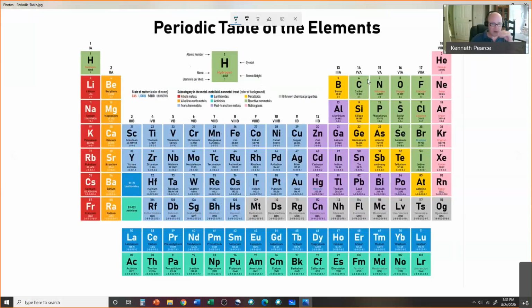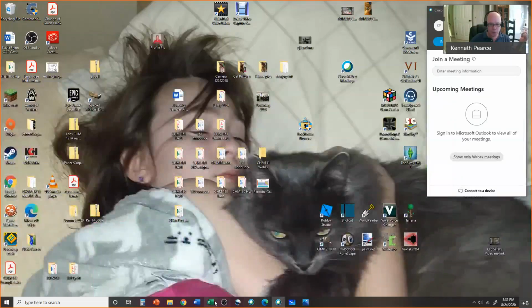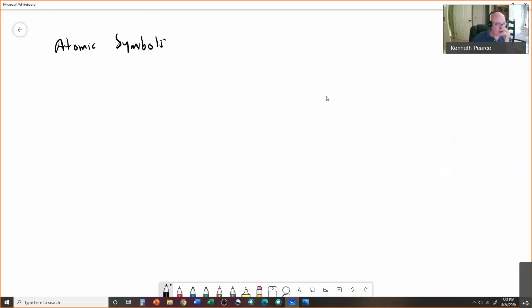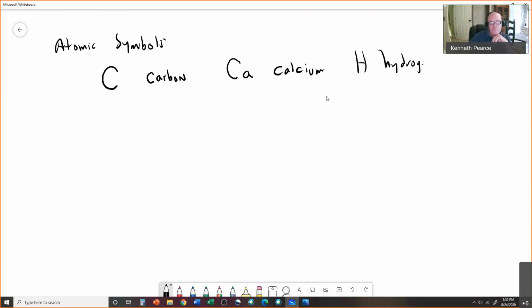Okay, and so generally speaking, you're going to have either one letter or two letters, and the way we're going to do it is we're going to capitalize the symbol. So C is the symbol for carbon. And Ca, we go capital C, lowercase a. Well, that's calcium. And of course, H is for hydrogen.